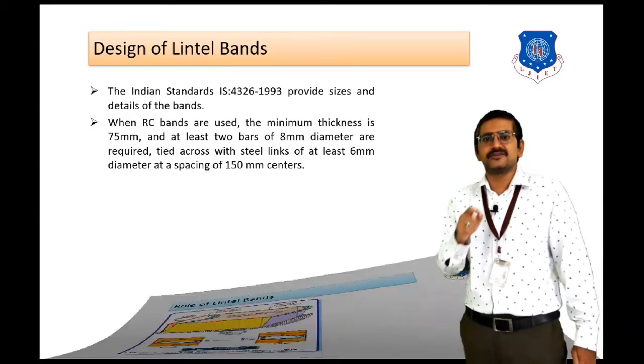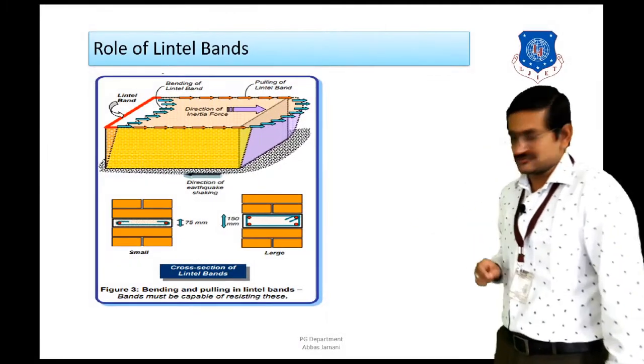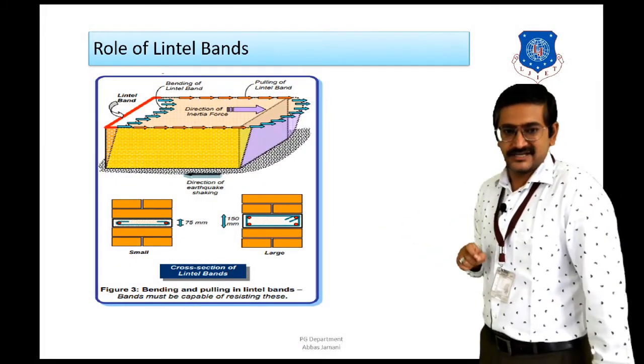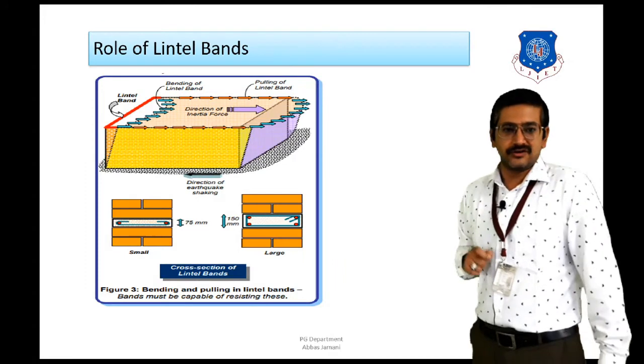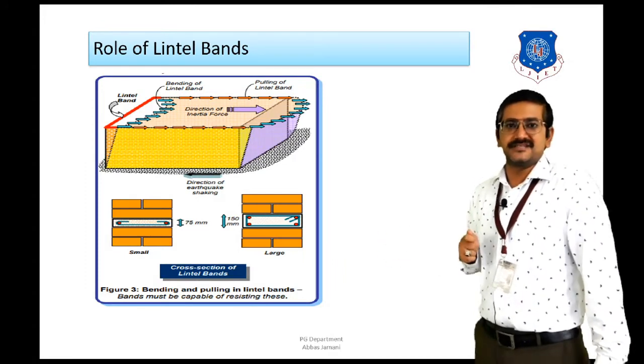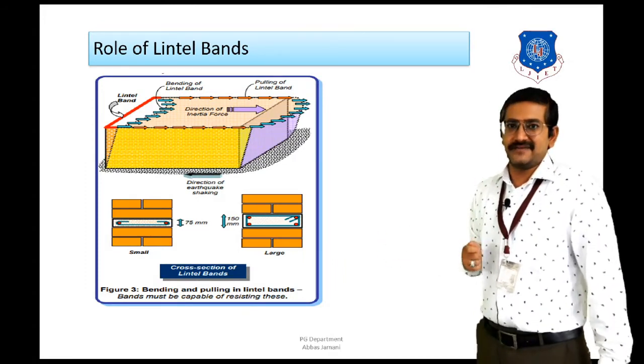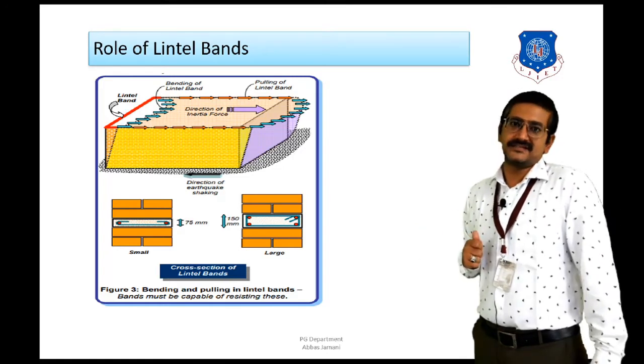To understand this, we go back to our previous sketch where two details are shown, one for the short span and the second for the long span. The first sketch shows that the thickness of the lintel band is 75 mm. In the second figure, you can see that the thickness is 150 mm.